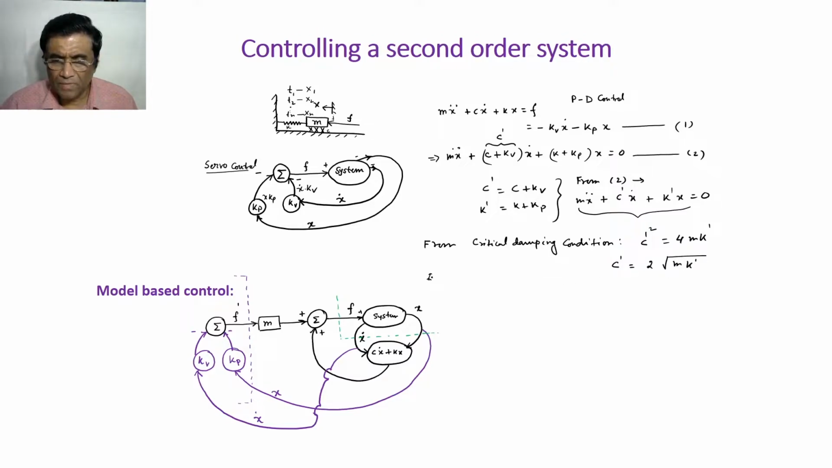Now, let us take an example. Say my system parameters m equals 1, c equals 1, and k equals 1. All the system parameters are equal to 1. And then I need to determine Kp and Kv. So what you are going to get, c prime, this is 1 plus Kv equals 2 root over of k prime, where k means 1.